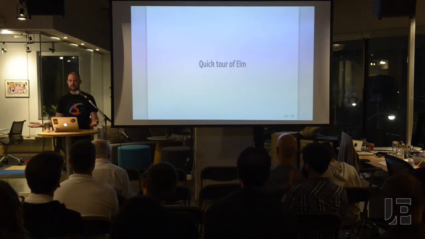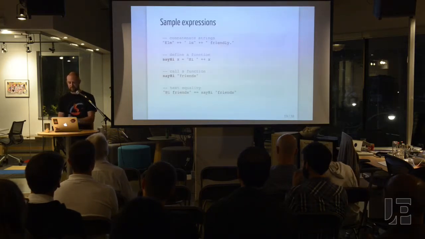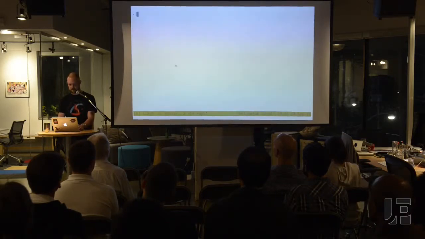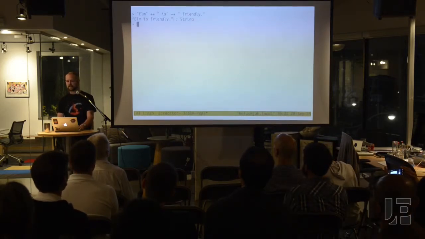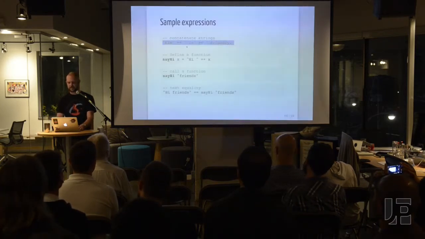So it makes sense to do a quick tour of Elm. Here are a few sample expressions in Elm, just to show that there's nothing terrifying here. It's pretty straightforward stuff. And I'm going to run a few of these in the REPL just to see what happens. So if I say "Elm is friendly", Elm says yes, "Elm is friendly", and it tells me that that is a string. That's handy stuff.